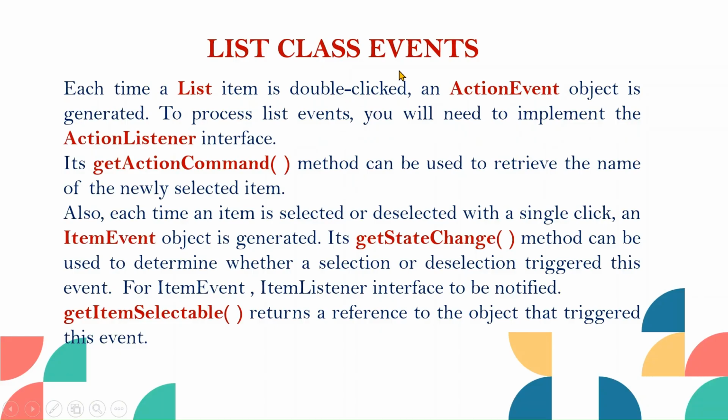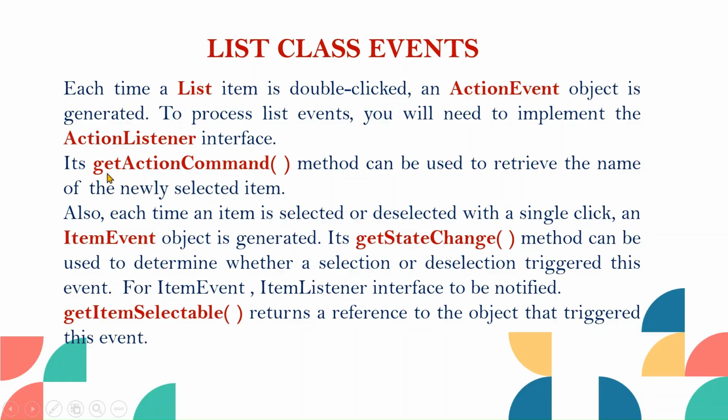Now coming to the events of the List class. Each time a list item is double clicked, whenever you double click an item, an action event is generated. Now to process list events, you will need to implement an interface called ActionListener. So for ActionEvent, which is a class, there is an appropriate listener called the ActionListener interface. Now in this ActionListener, we have the actionPerformed method. We need to implement that.